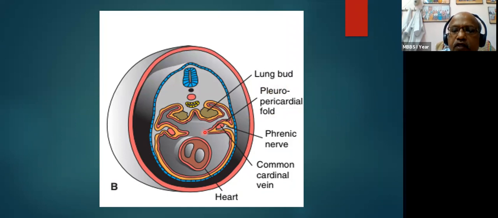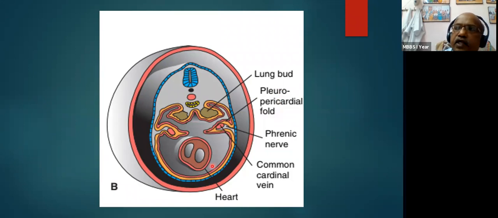After the fusion, the pericardial cavity will be separated from this part of the pericardio-peritoneal canal where the developing lung is projecting. After this fusion of the pleuropericardial fold, your future pleural cavity is completely separated from the pericardial cavity. At least remember this name, pleuropericardial fold. Both will meet together in the median plane. That leads to separation of the pleural cavity from the pericardial cavity.